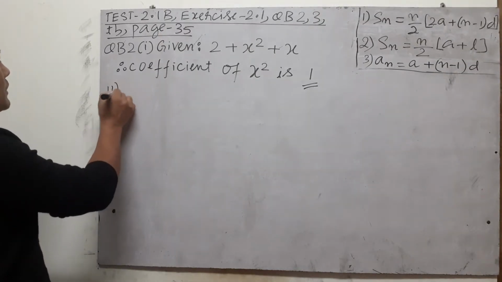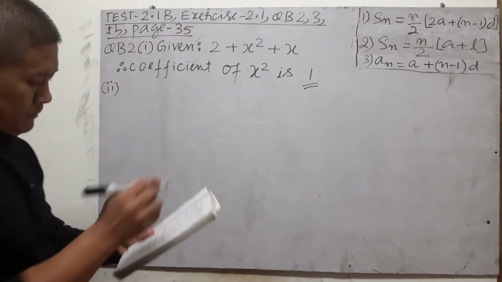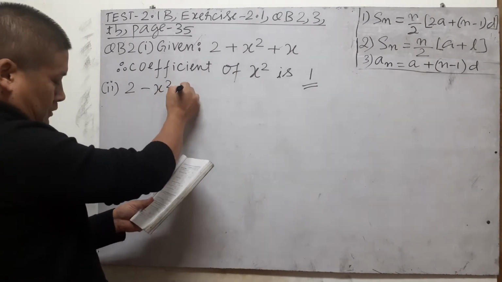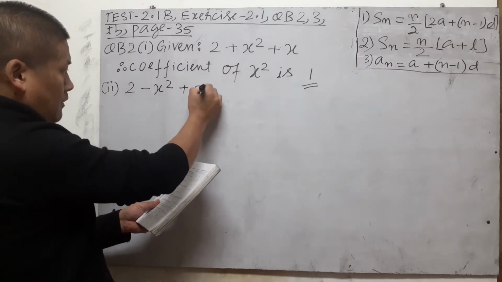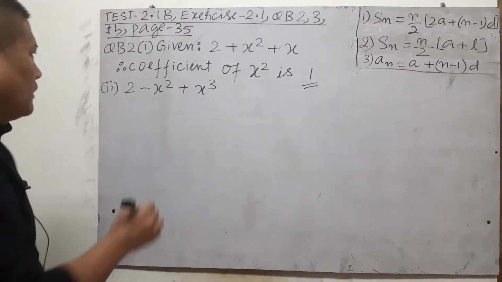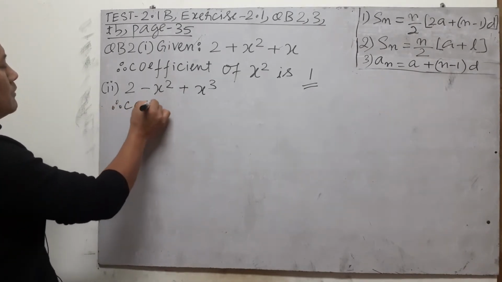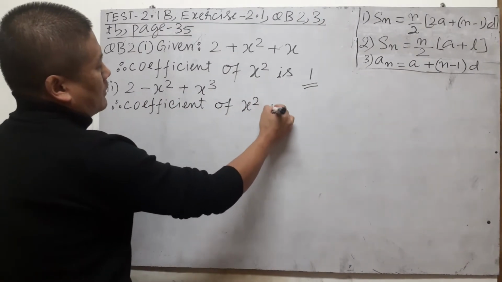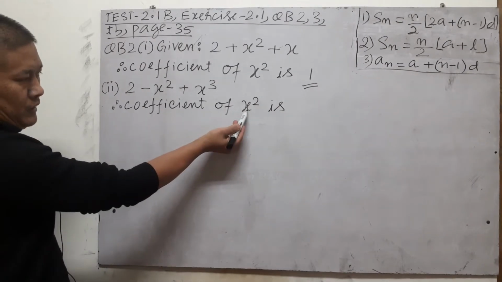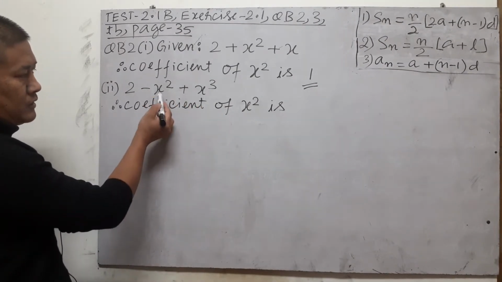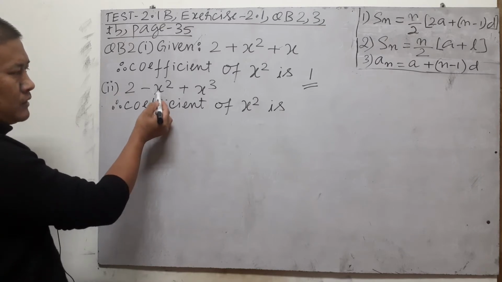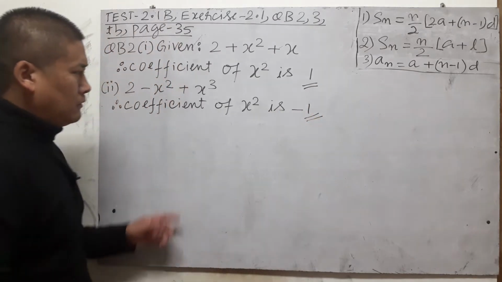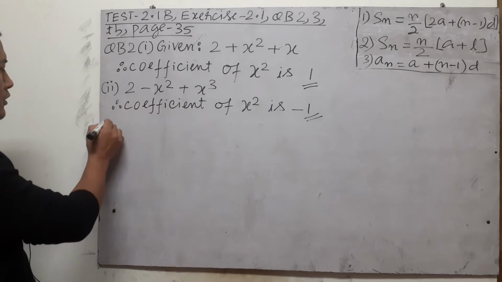Okay, so second one, B2 subheading 2. 2 minus x squared plus x cubed. So like we have done previously, therefore coefficient of x squared in this case is, let us find where x squared is in this expression. Which term is it? Second term, this one. So in front of x squared is a minus, and no number means the number is 1. So minus 1 is the coefficient of x squared in the second polynomial.